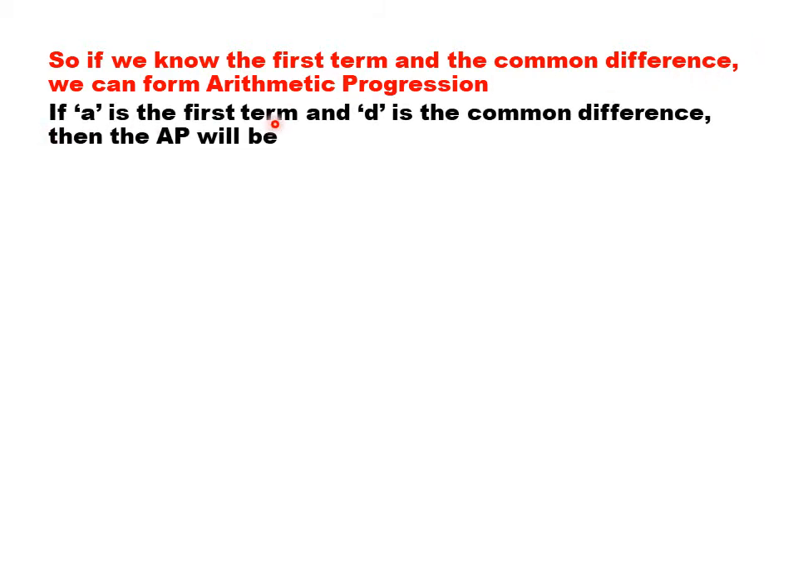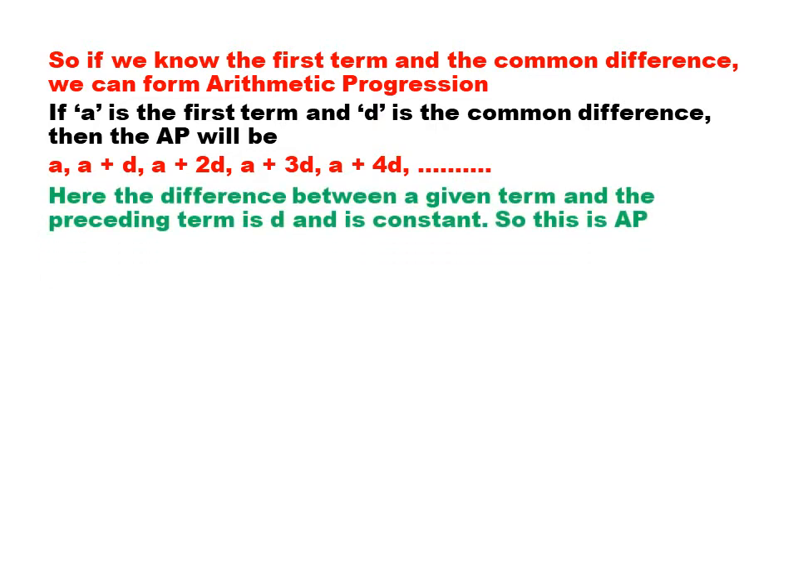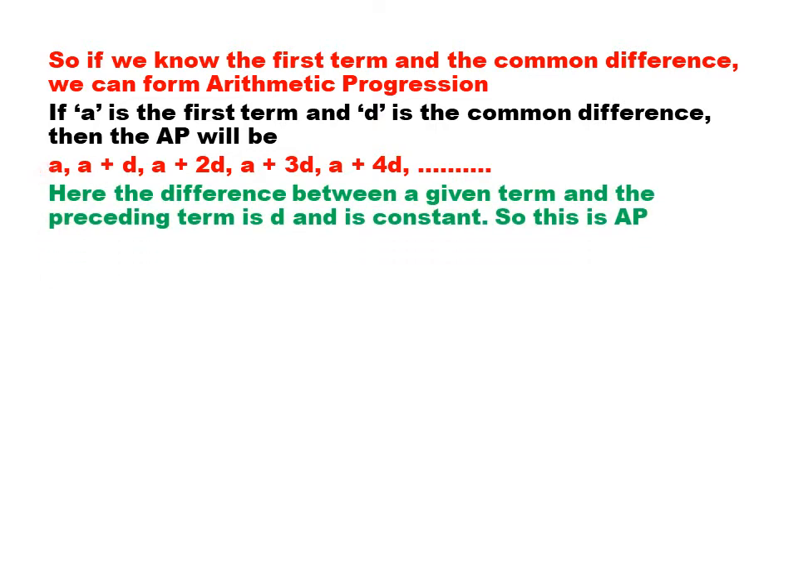So if a is the first term and d is the common difference, then the AP will be a, a plus d, a plus 2d, a plus 3d, a plus 4d, and so on. The difference between the second term and the first term is d. The difference between the third term and the second term is also d. The difference between the fourth term and the third term is also d. And the difference between the fifth term and the fourth term is also d. That means here the difference between a given term and the preceding term is d, which is a constant. So this is an AP.